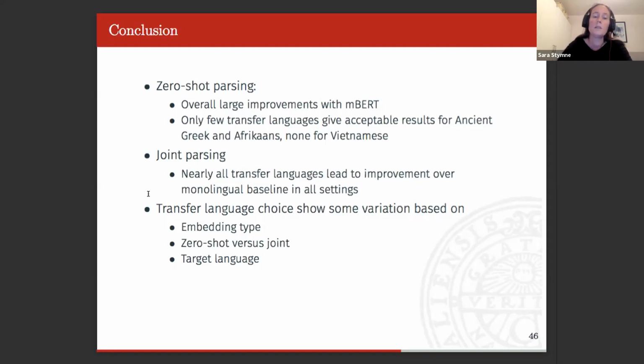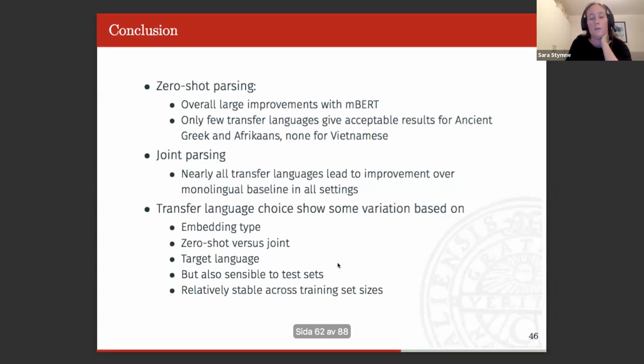And also the transfer language choice shows some variation based on the embedding type when we had zero-shot compared to joint training. It varies with the different target language and, slightly more worrying, it also seems to be a little bit sensitive to test sets, which really calls for more experiments here. But what's nice is that it at least is relatively stable across the training set sizes. And we also saw that the featural distance was often relevant across all the different settings. So there was a little bit of signal constant across test sets, which was nice.